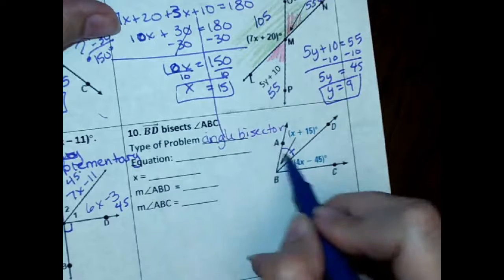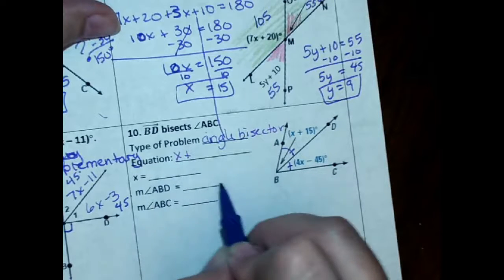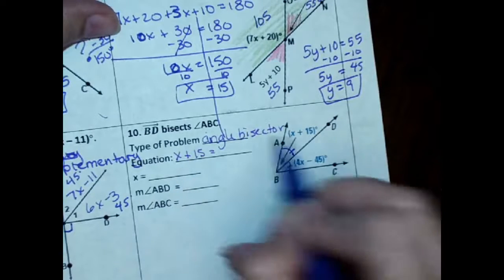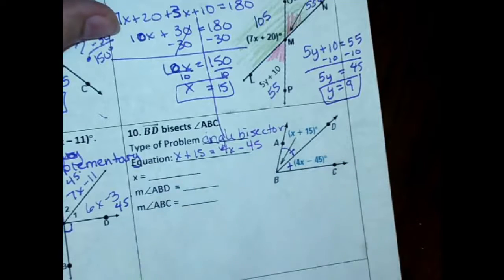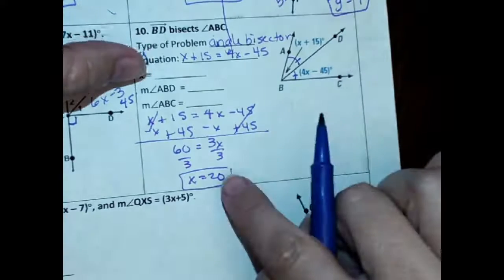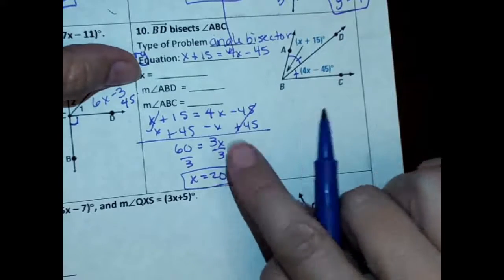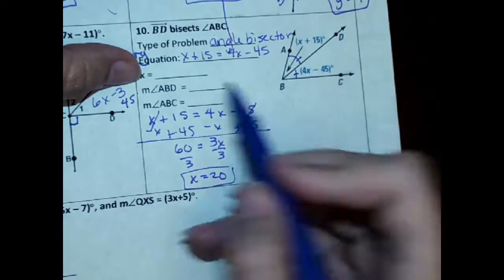And we're going to set these two equal to each other. x plus 15 equals 4x minus 45. And that's a problem you're going to solve. Pause the video, work that out on your own. Okay, so I've worked it out here. I got x equals 20. Pause, make sure that your work equals x equals 20 like mine, and I'm going to plug that in here.